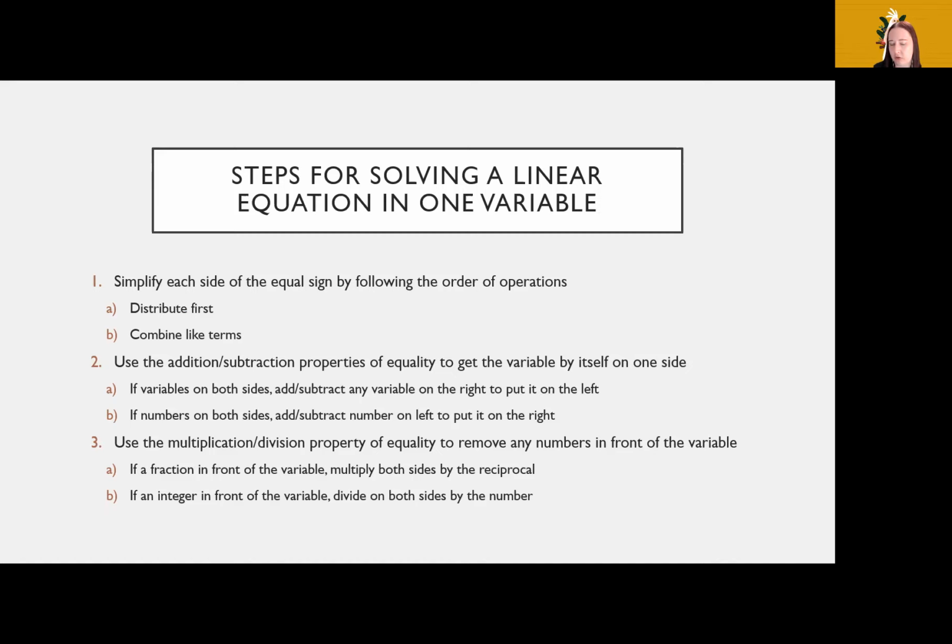Once you've done that, so you've got your variable on one side and number on the other side, then you're using the multiplication or division properties of equality. If you have a fraction in front of your variable, you multiply both sides by the reciprocal of that. If it's an integer, a whole number, positive or negative, you divide both sides by that number. And then that will give you your final answer. So it's 3 basic steps, but there are sub steps inside each step. That's the procedure. That's what you do every single time.